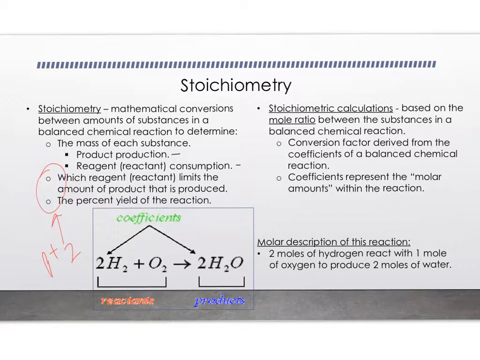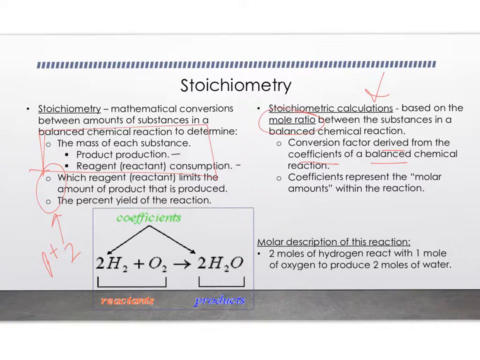What we're going to be learning about today is understanding and being able to calculate the mass relationships between all the substances in a balanced chemical reaction. So stoichiometric calculations are all based on what's called the mole ratio between the substances in a balanced chemical reaction. This is a conversion factor derived from the coefficients of a balanced chemical reaction. So if we're unable to balance chemical reactions, then all of these calculations will be incorrect.